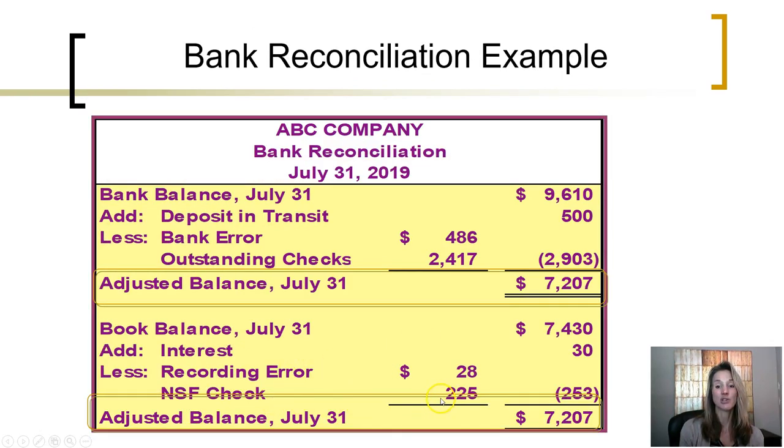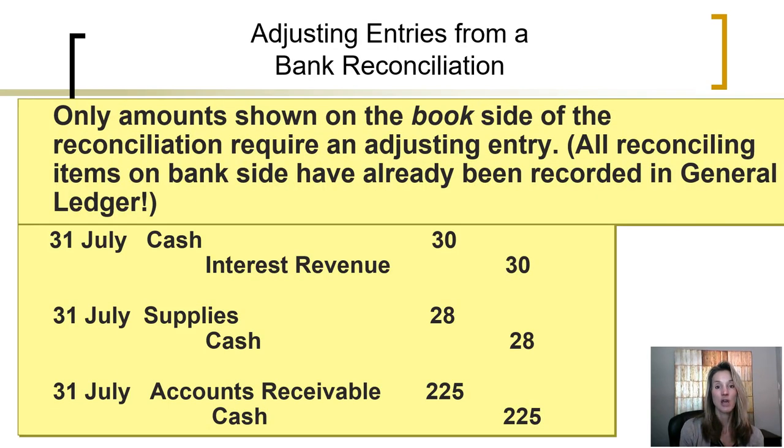Finally, we have an insufficient fund check that needs to be decreased from cash. The customer had given us a check. We recorded it as a payment from the customer and a decrease to their receivable. But because we didn't actually get the cash, we need to decrease cash by $225, and we're not going to give up. We're going to put it back into accounts receivable and continue to collect from the customer.